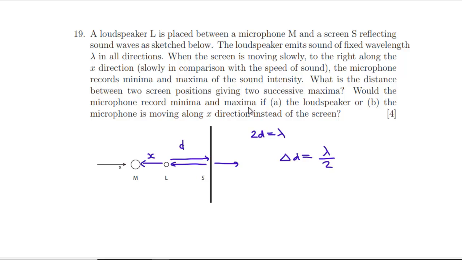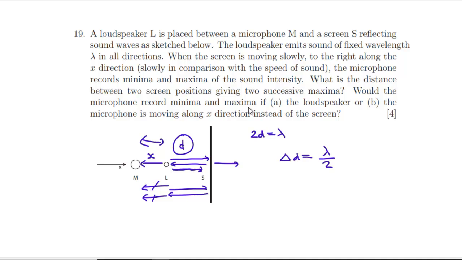Would the microphone record minima and maxima if the loudspeaker or the microphone is moving along X instead of the screen? So we need things that are changing D. That is the thing that really matters here, is changing that D. Otherwise we're not getting things back into or out of phase. This is the only difference that we've got in path length. Whatever we change here, both routes are taking that part, so it just cancels out. It doesn't matter if we're going directly there or we're going there, back, and then to there. These bits are going to cancel out in terms of creating a phase difference.